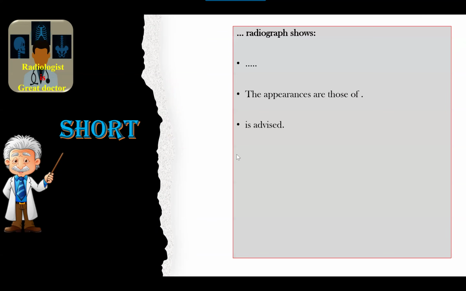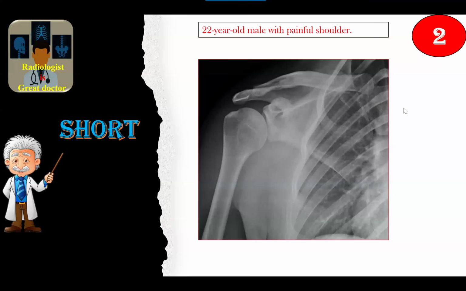Very good. Okay, second case: 22 years with painful shoulder.